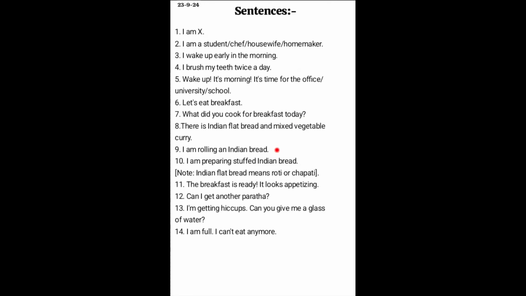I am rolling an Indian bread. I am preparing stuffed Indian bread. Here, Indian flatbread. What is this Indian flatbread? Chapati, roti, paratha. इन सबको इंग्लिश में क्या बोलेंगे? Indian flatbread. ये आपकी नान की रोटी भी होती है ना, उससे भी फ्लैट ब्रेड ही कहते हैं.